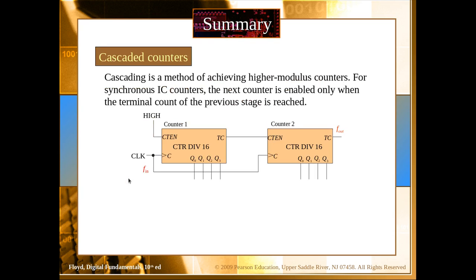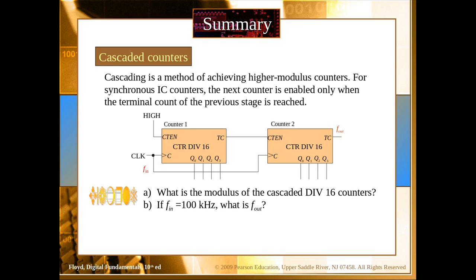We can also use counters in cascade. For example, if you want to make a higher order counter which could count from 0 to 255, you could use two 4-bit counters which would make it into an 8-bit counter. In this figure, we have two counters: the first counter divides the frequency by 16, the second counter divides the frequency by 16, so the total frequency division is by 256. So it becomes a counter which could count from 0 to 255, or an 8-bit counter.